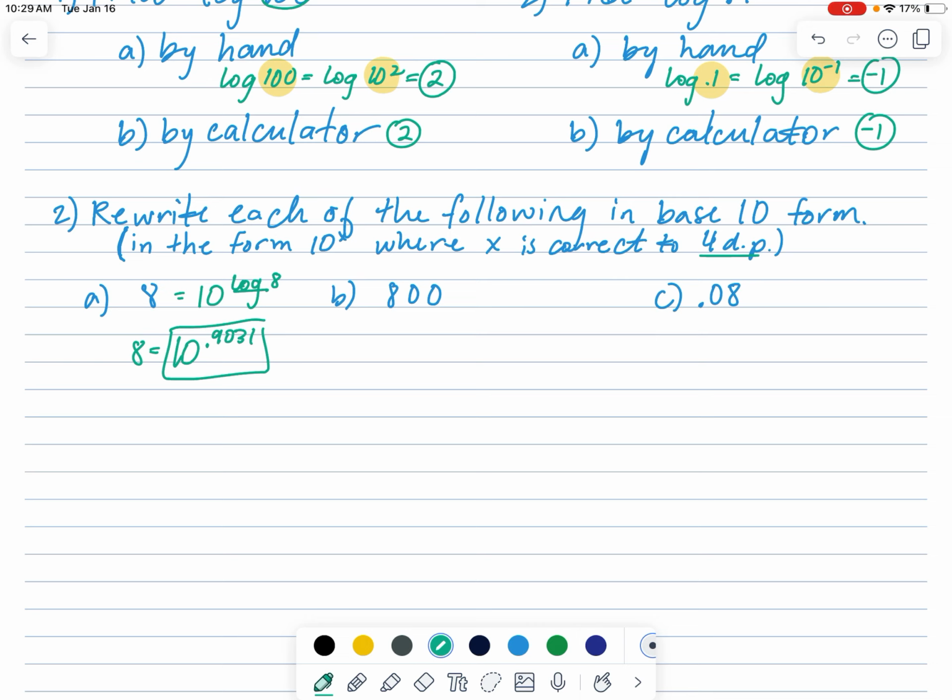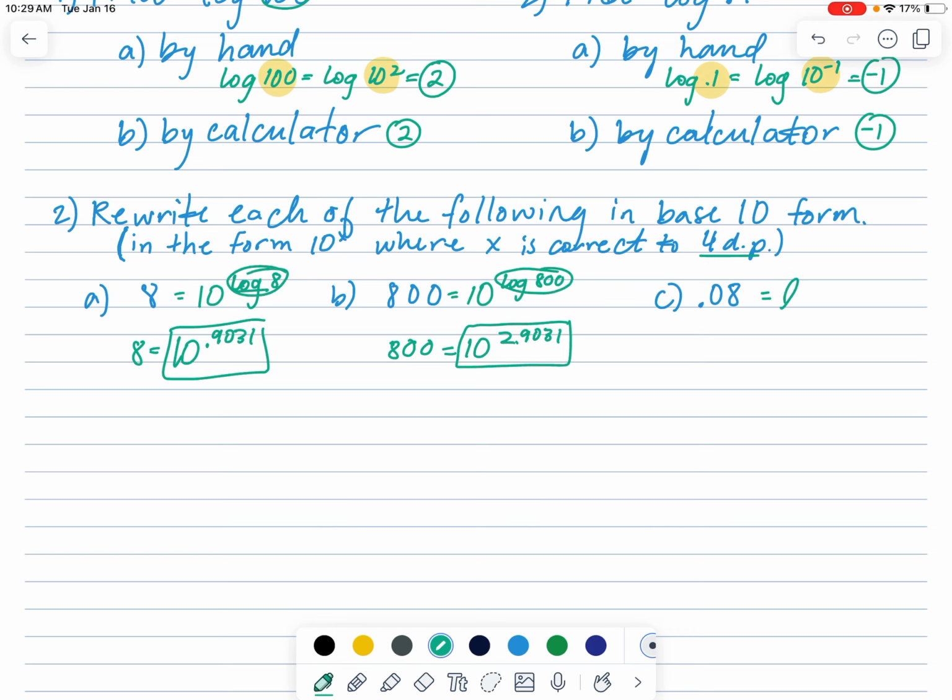And we do the same thing for part B. We just rewrite 800 as a power of 10 by writing 10 to the log 800. And then on your calculator, type in log 800 to find out what is the decimal value of that. And you get 2.9031. 800 equals 10 to the 2.9031. And you can also double check that. All you're having to do is evaluate the log 800 or evaluate the log 8.